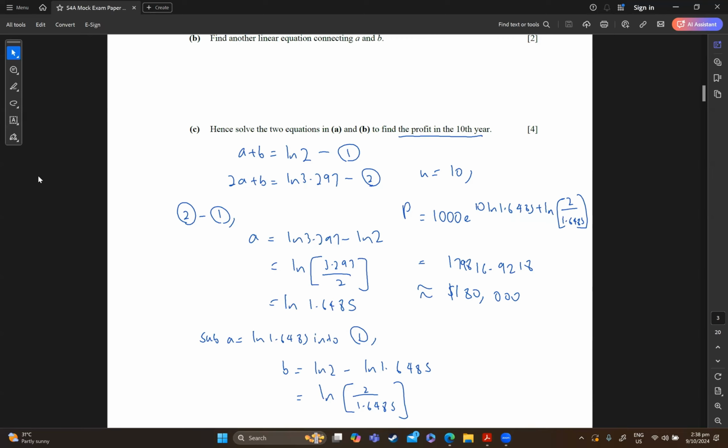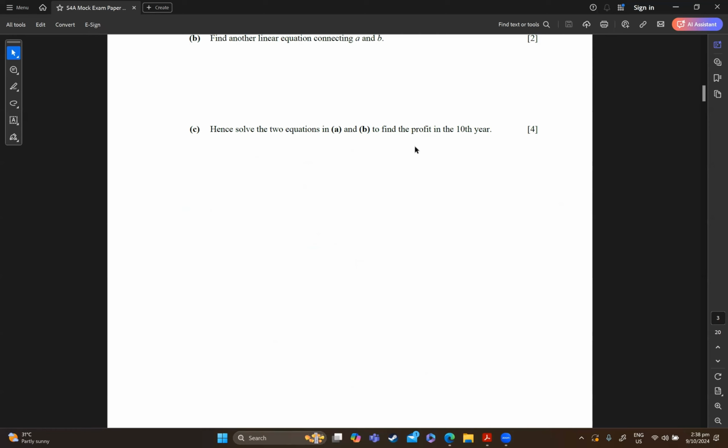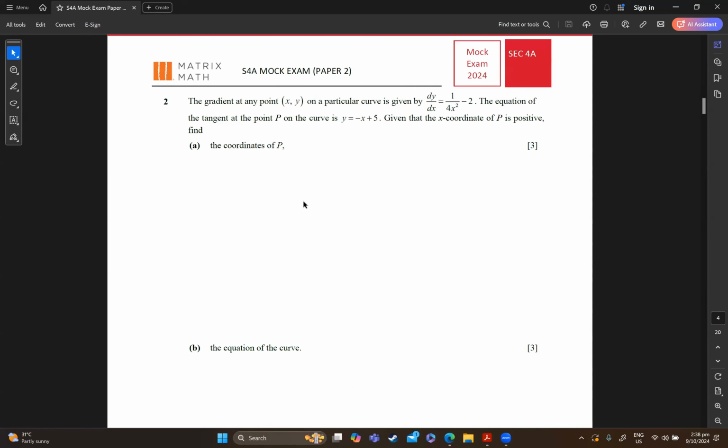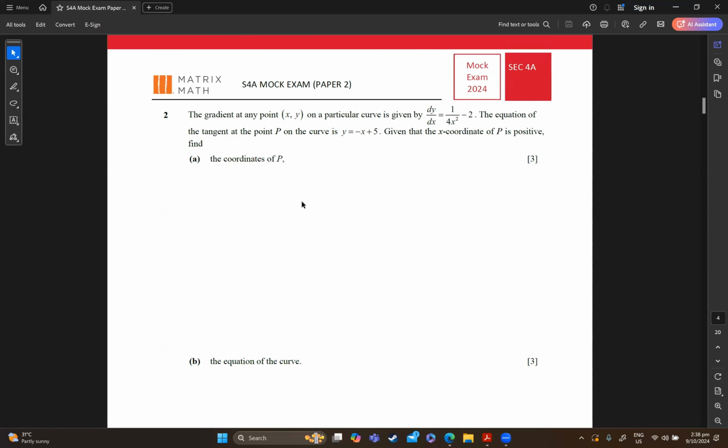Okay, so that's the end of question one. Let's move on to question two. The gradient at any point x, y on a particular curve is given by the following equation, dy over dx. The expression 1 over 4 x squared minus 2 gives the gradients on the curve. The equation of the tangent at point P on the curve is y equals minus x plus 5.